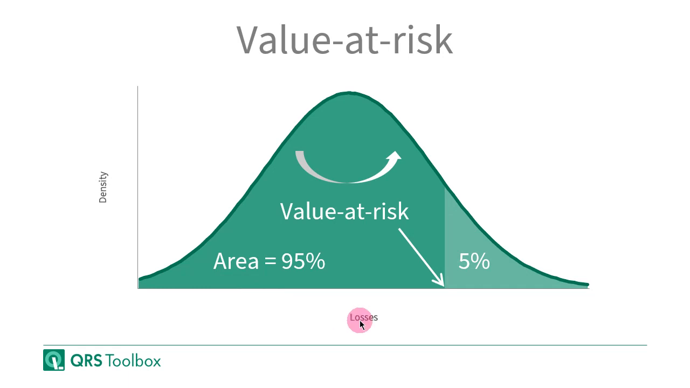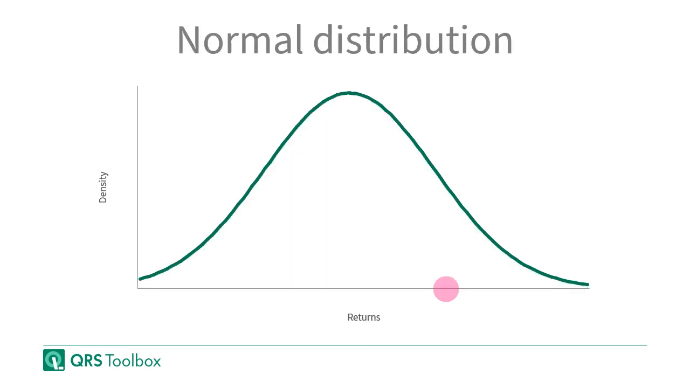Sometimes people use VAR in the context of losses instead of returns. In that case, the distribution would flip horizontally and VAR would be in the right tail. This is something to keep in mind when we look at the custom function later. Now, if the distribution is nice and simple like a normal distribution, we can calculate VAR using any method that returns the percentile of a normal distribution. In Excel, we can use a native function called norm.inv.